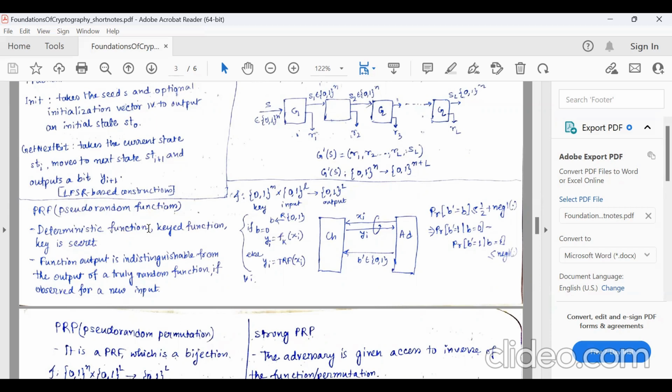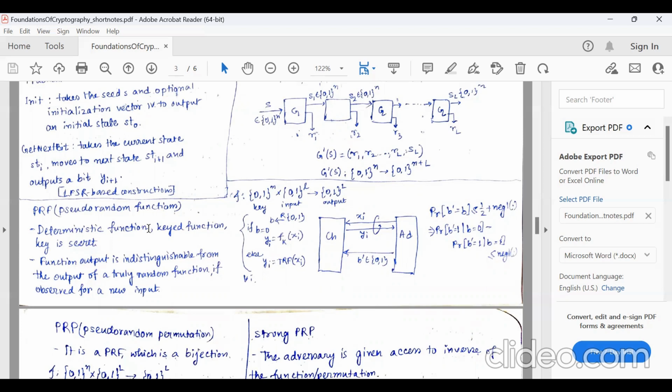So depending on two distinct inputs x1 and x2, their corresponding outputs should be independent of each other and should be distributed uniformly over the output space. That is how truly random functions behave, and we expect similar functionality from a pseudo-random function. So this is a deterministic function.